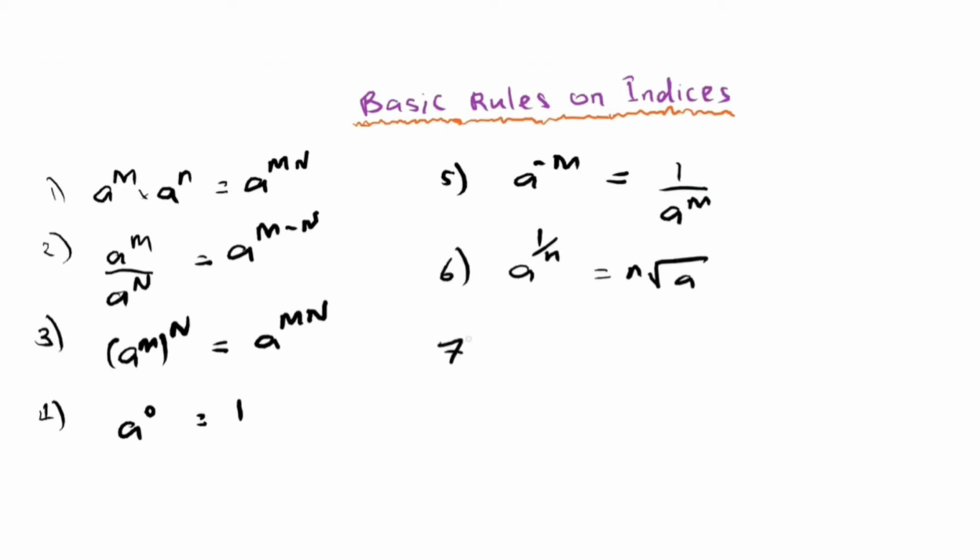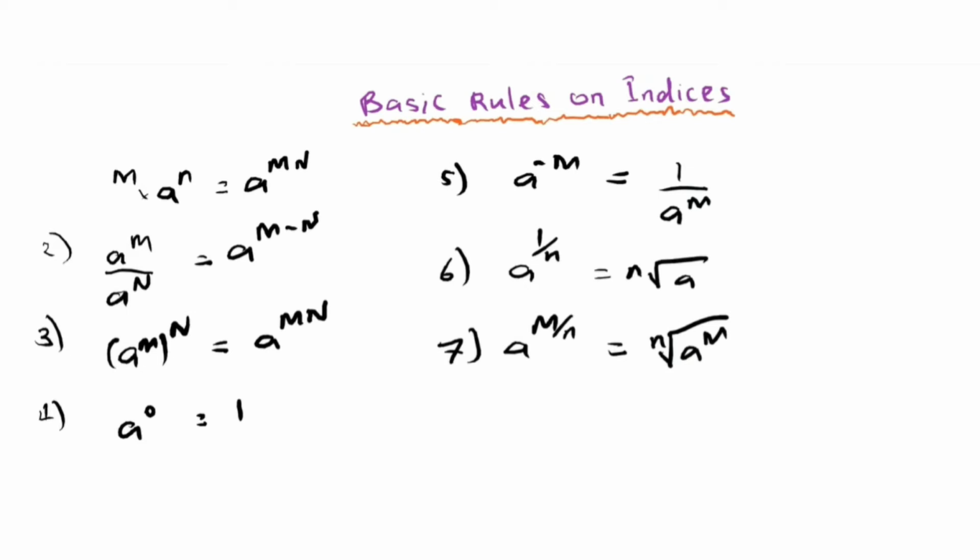And the seventh one, which is the last one, a to the power m over n can be written as the nth root of a to the power m, not the nth root of a, then m. So these are the basic rules on indices.